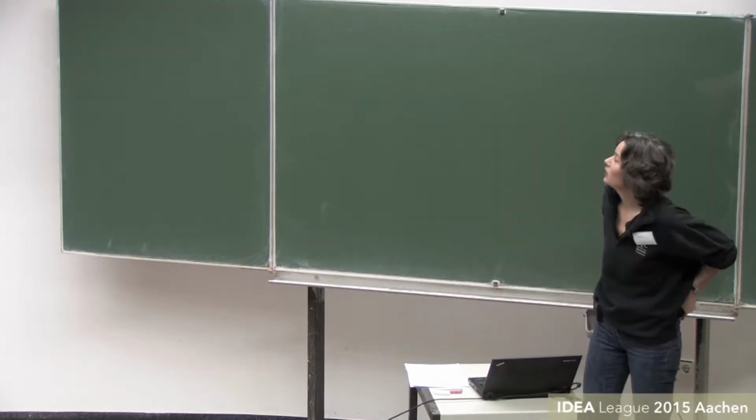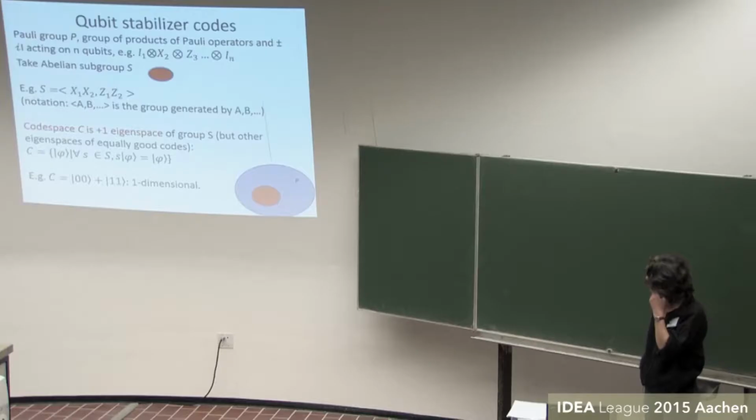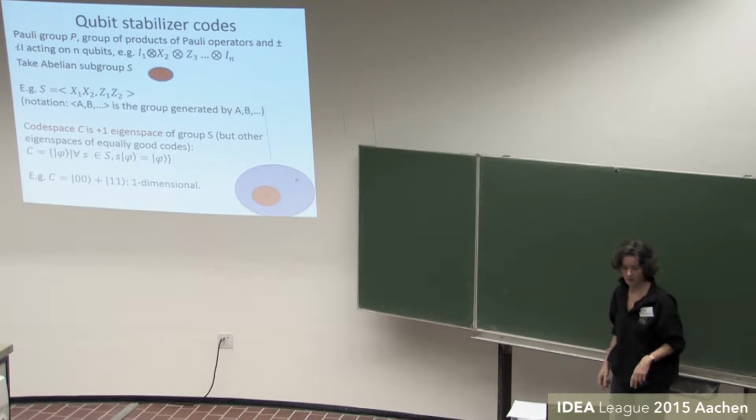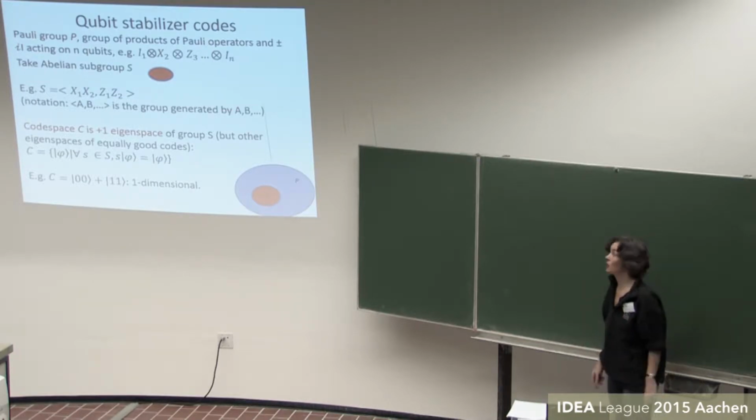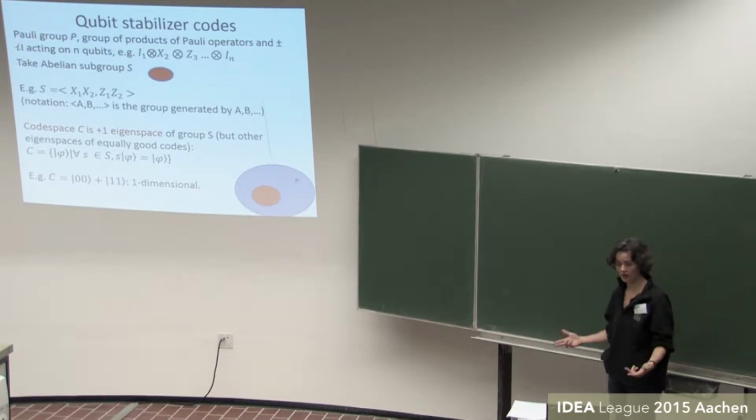Anyhow, so what we want to do today is start with a little bit more of a mathematical view of what qubit stabilizer codes are. Then talk about the fault tolerance threshold theorem and concatenation. And then talk a little bit about logic and Clifford group operations.